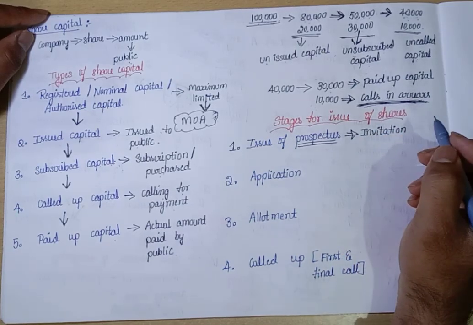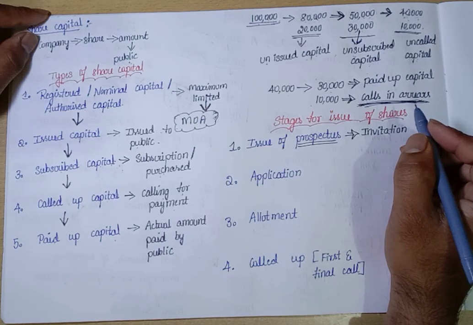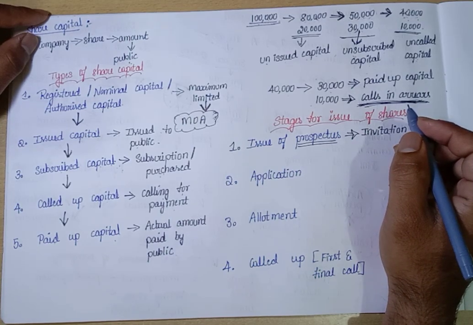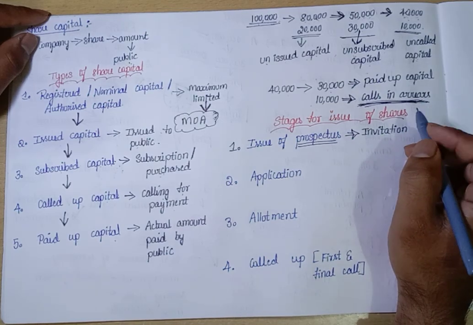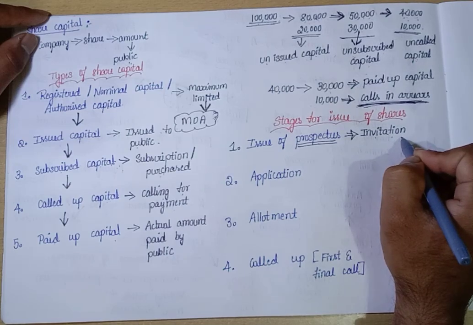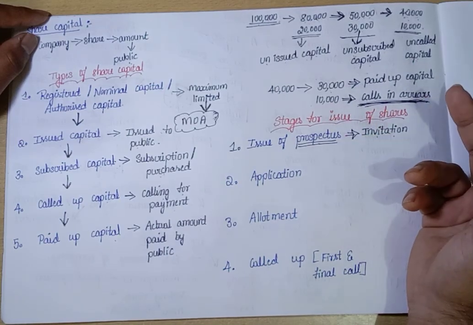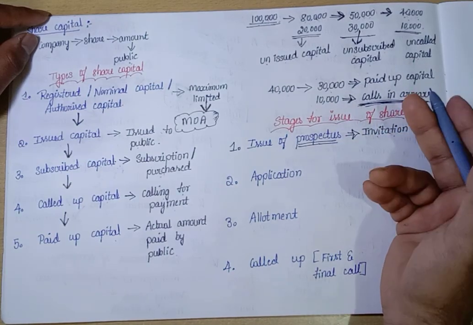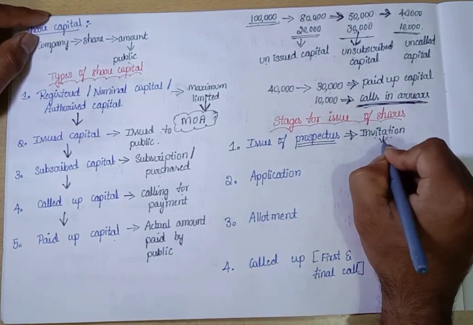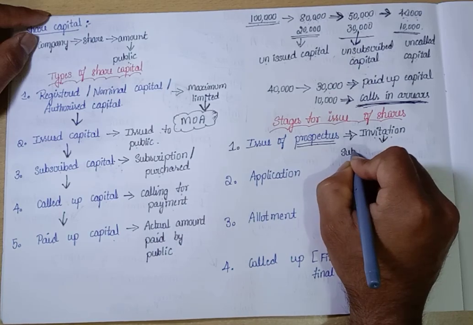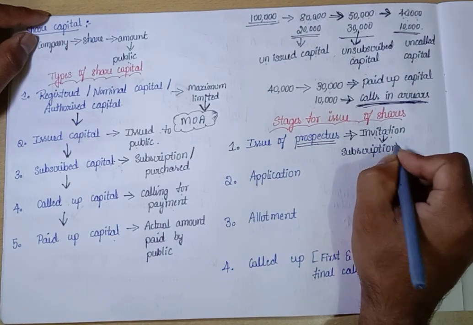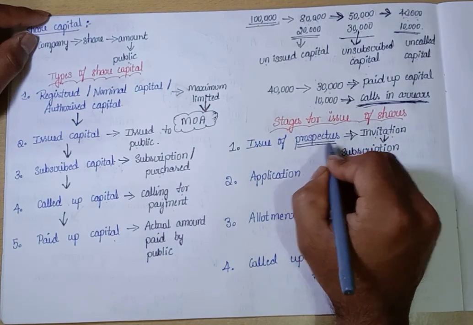For example, if there is a marriage, we give an invitation card to our relatives to attend the marriage. Like that, whenever we are issuing new shares, the company issues a prospectus, meaning an invitation to the public. It informs the public that it is issuing shares and asks the public to subscribe. Invitation for subscription. Subscription means purchase of shares. That invitation is called a prospectus.